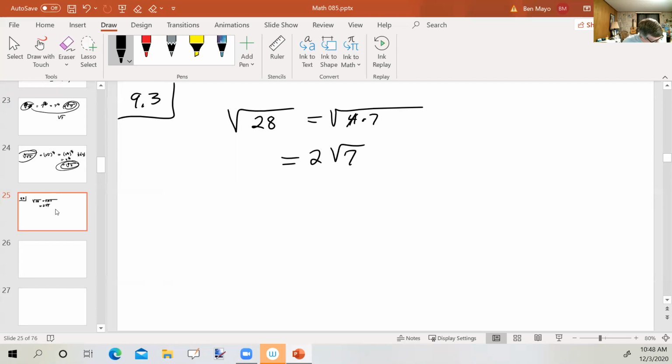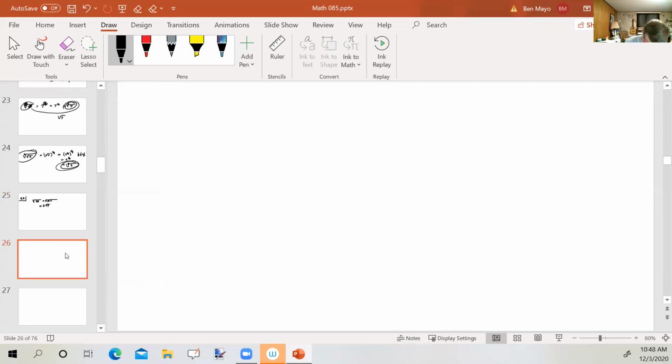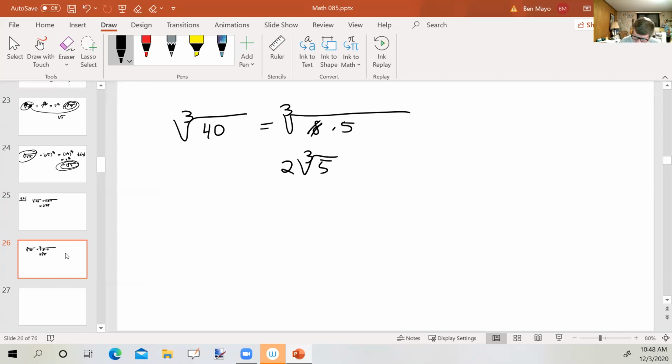All right, let's say we've got the cube root of 40. Now we're looking for factors that are cubes. Well, 40 is 8 times 5. 8 is a cube. The cube root of 8 is 2, so I've got 2 cube roots of 5.